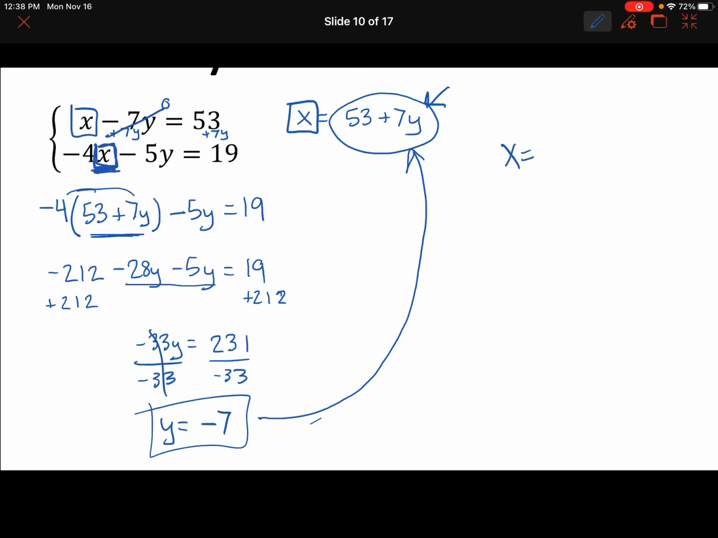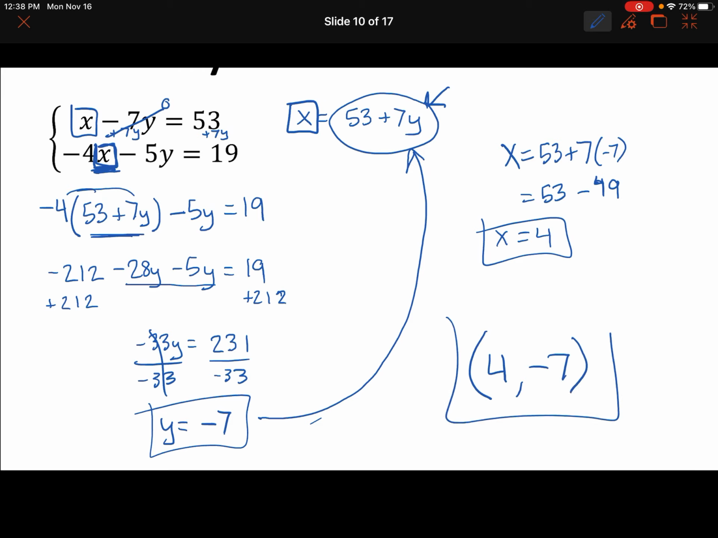So then I have x equals 53 plus 7. Instead of 7y, I'm going to do 7 times -7 because now I know what my y value is. And we simplify. 7 times 7, -49. So x equals 4. There's the other half of your answer, but don't forget, your final solution needs to be written either no solution, infinitely many solutions, or as an ordered pair. So my x value goes first, y value goes second. So there is my final answer.